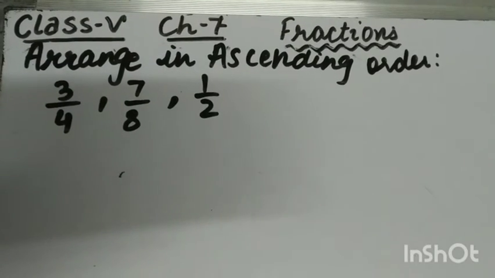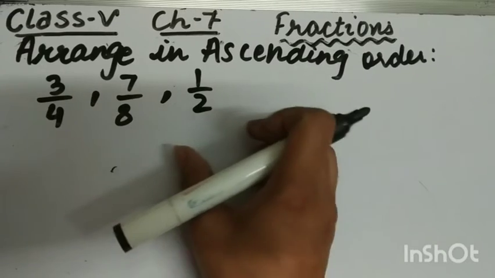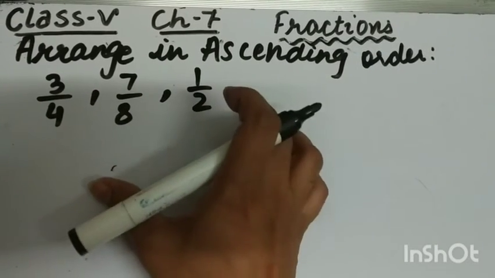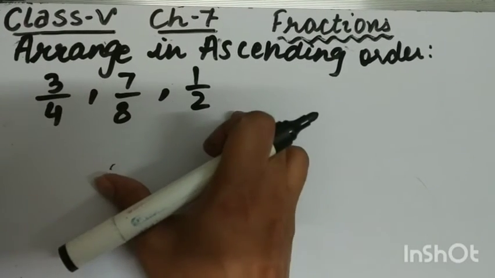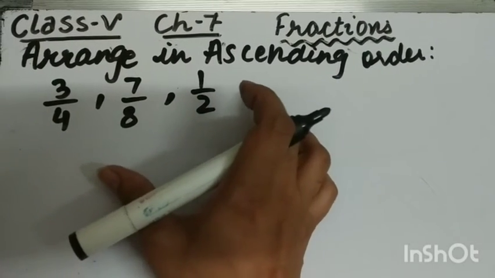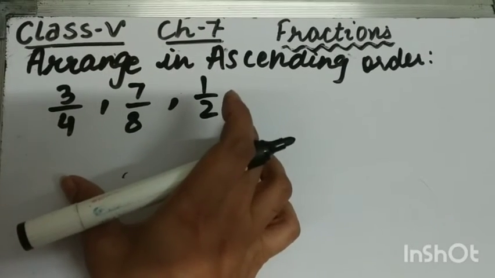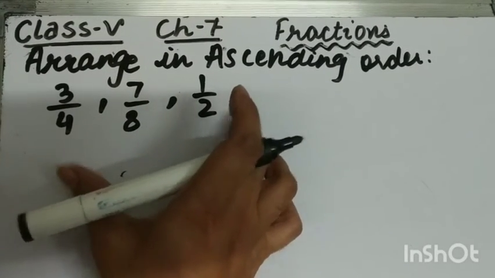Let's take one more example. Arrange in ascending order 3 by 4, 7 upon 8 and 1 upon 2. See, in this case the denominators are not same and also the numerators are not same. So what we do, we will make the denominators same. We will convert them into like fractions by taking the LCM of the denominators.